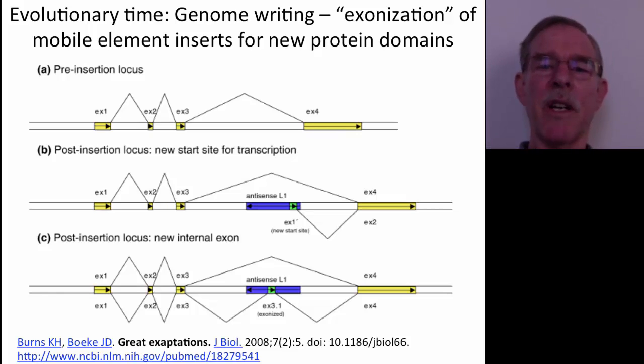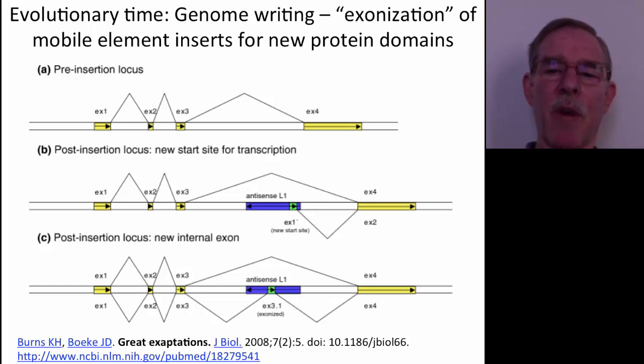Now, over evolutionary time, these mobile elements can help write new DNA sequences encoding new protein domains, which is very important for protein evolution over the course of life history. And what's illustrated here is what happens when a mobile element, in this case a LINE L1 retrotransposon, inserts inside an exon, and how sequences within that element can be exonized to form extended new coding sequences for polypeptides that will be novel protein domains.